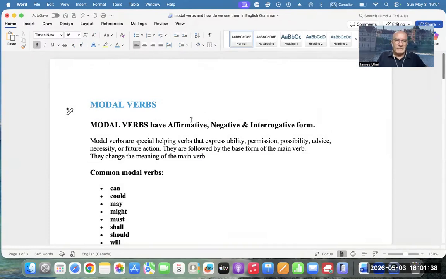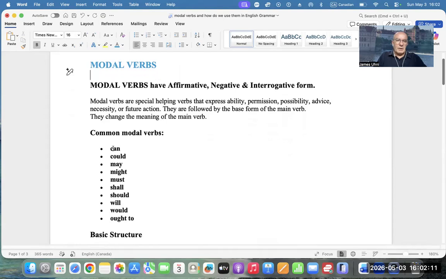Modal verbs have affirmative, negative, and interrogative form. It means they are truly verbs. They are verbs. What does affirmative mean? Affirmative means yes sentence. Negative is no sentence. And interrogative is question.